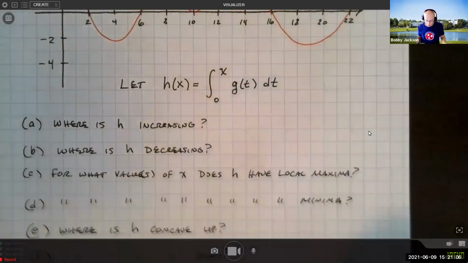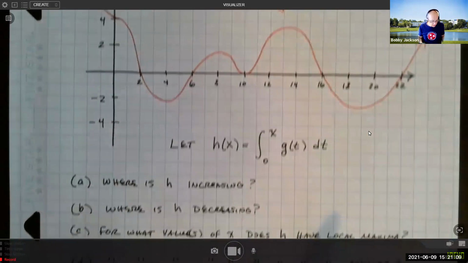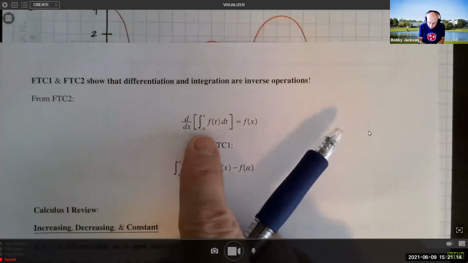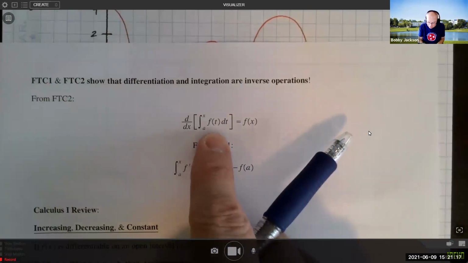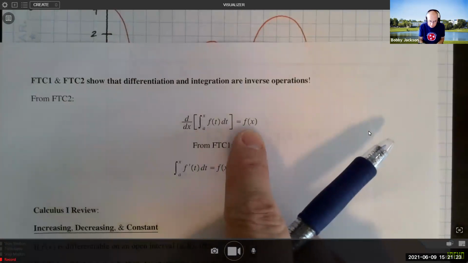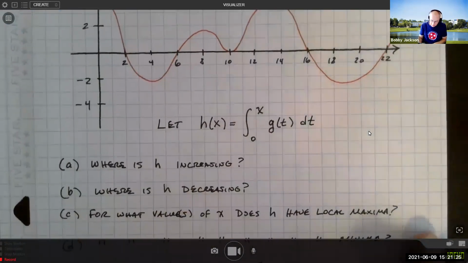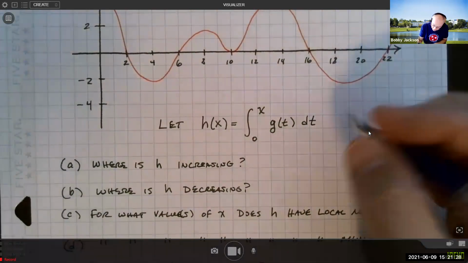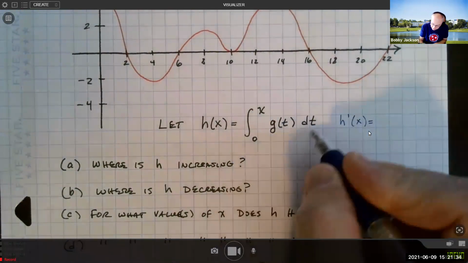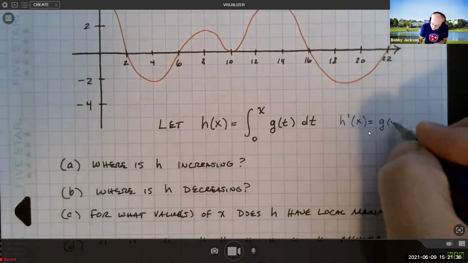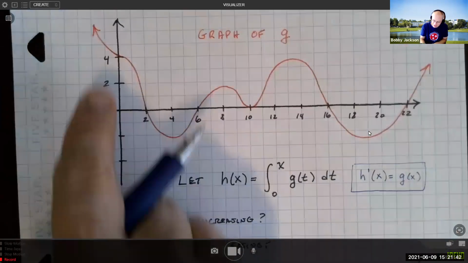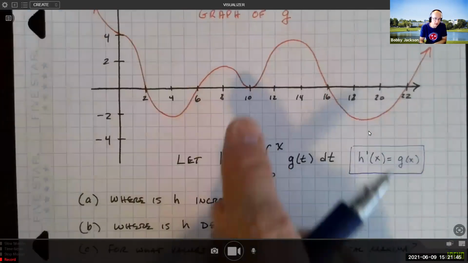Now you say, well, what is the derivative of our function h? Well, that's where the fundamental theorem of calculus part 2 comes in. The derivative with respect to x of the integral from a to x of f of t dt is just f of x. Take the function little f, integrate it, then differentiate it, and we're right back to the original function. That's the fundamental theorem of calculus part 2. And so clearly h prime of x is just going to be the derivative with respect to x of this thing, which is just g of x. So the derivative of the function h is g of x. This is the graph of the derivative. So now we're ready to answer the question.